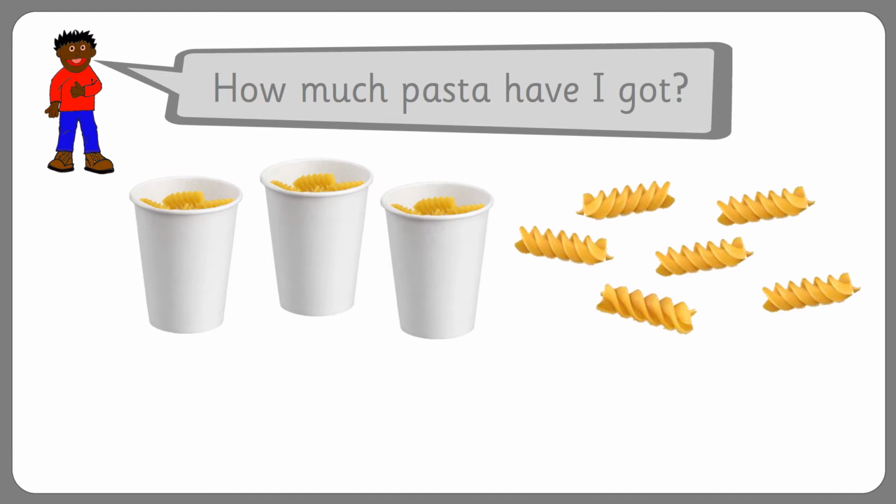Okay, here's another one for you. Can you work out what number I am representing here with my pasta? Have a little think. How many 10s are there and how many 1s? Okay, let's start with our 10s. We have got 10, 20, 30 pieces of pasta there. Now let's go on to our 1s, and we have got 1, 2, 3, 4, 5, 6. So I've got 30 and I've got 6. 30 and 6 is 36. I have 36 pieces of pasta.